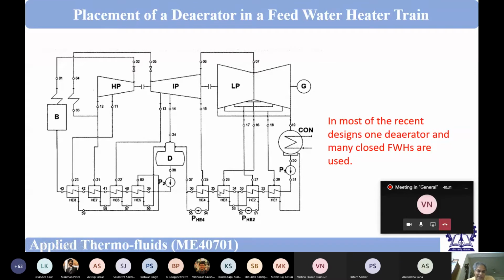And then we can have a train of feed water heaters. This is the condenser, this is one of the pumps. So one feed water heater, second, third, fourth, fifth, sixth, seventh, eighth. And this is the deaerator. So as I have told, it will be in between the feed water train and it will be at a higher elevation. So both these things are there.